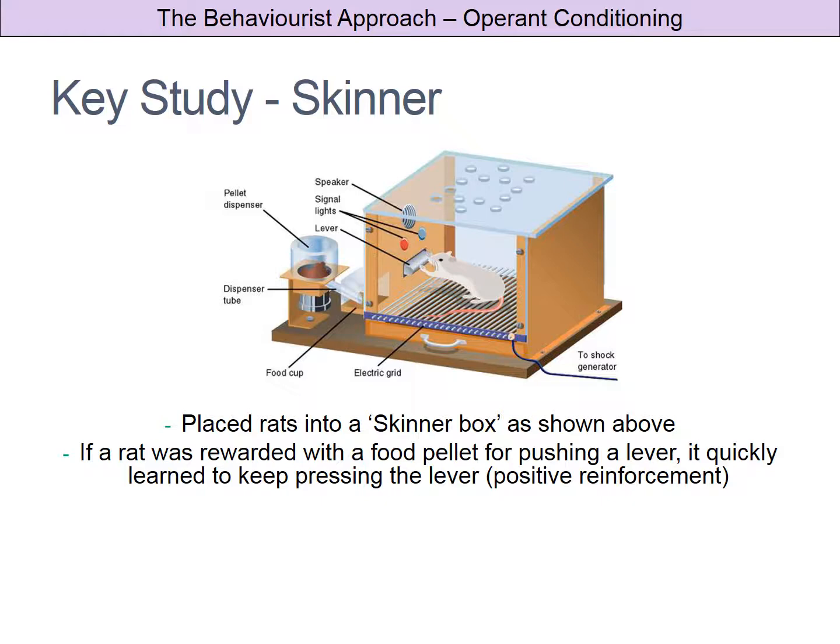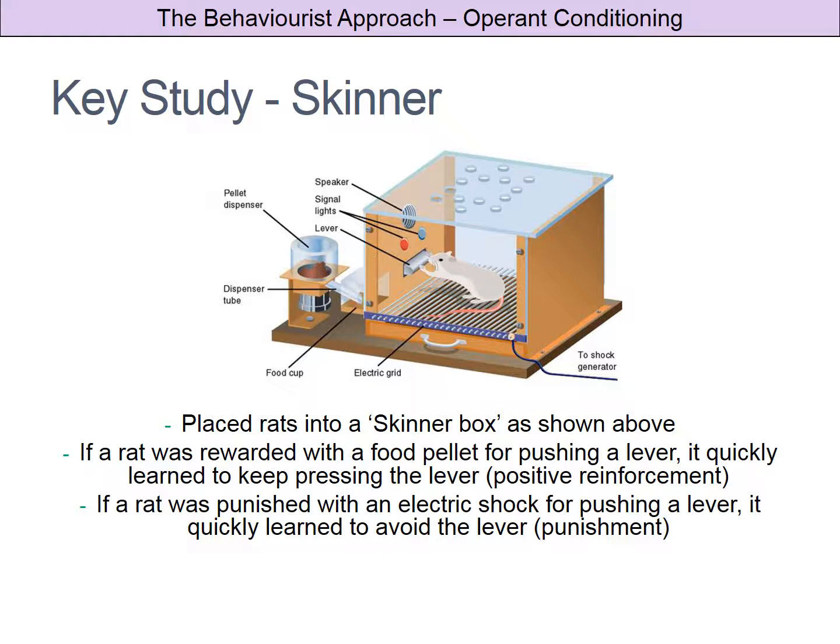So either if the rat pressed the lever, it would get a food pellet, and that would be acting as a reward, so it would continue to press the lever, so the behaviour was being encouraged. Or the second possible condition was if the rat pressed the lever, then it would receive an electric shock. So you can see that the floor is labelled with an electric grid.